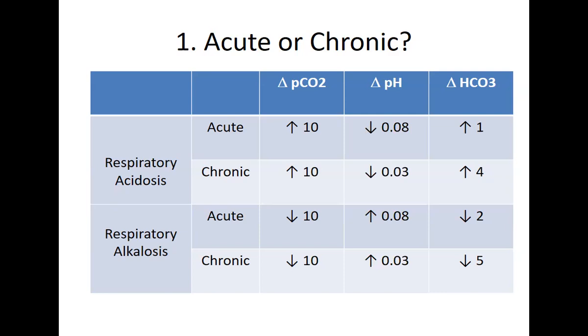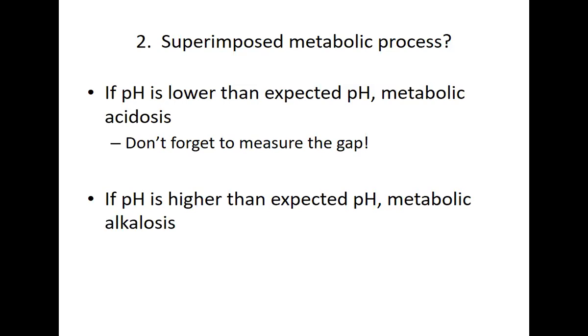So this is the table. A lot of people don't really remember the bicarb changes, but if you just focus on the pH changes, 0.08 for acute and 0.03 for chronic. And again, if you're doing your math and your pH is lower or higher than expected, or your bicarb change is higher or lower than expected, you know there's another acid-base problem on top of everything.